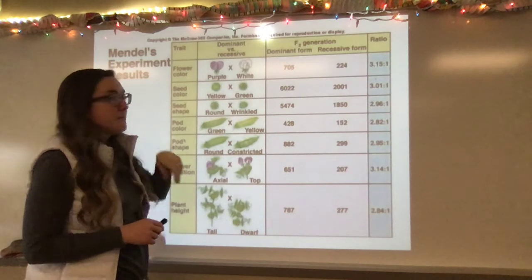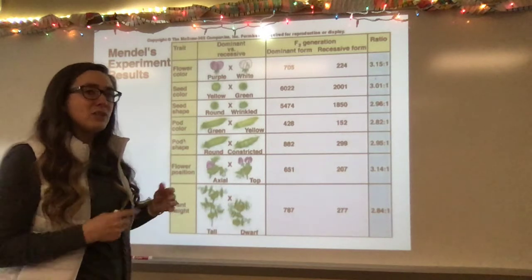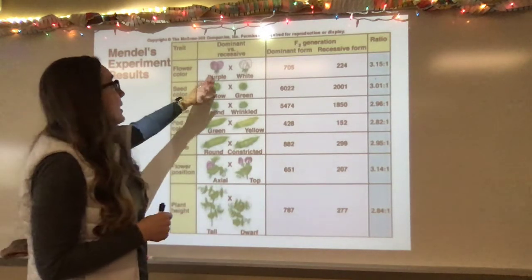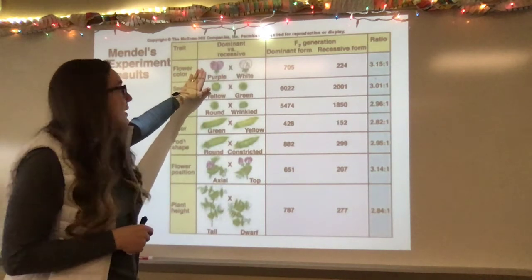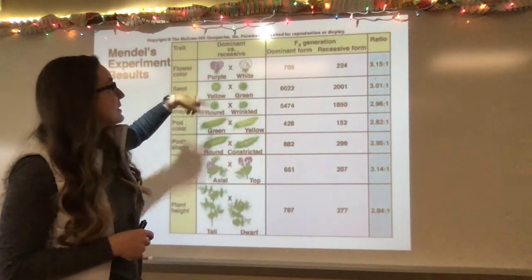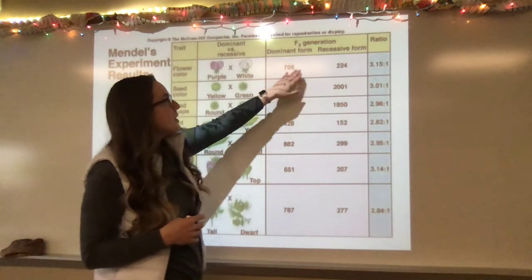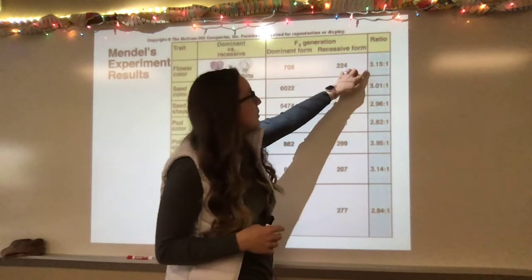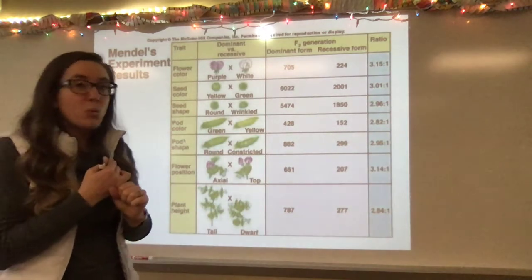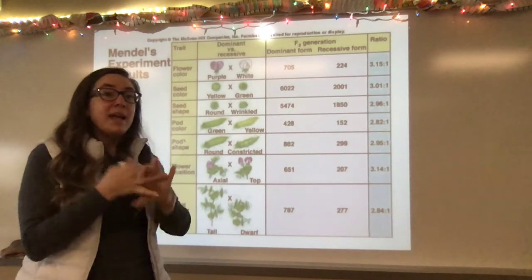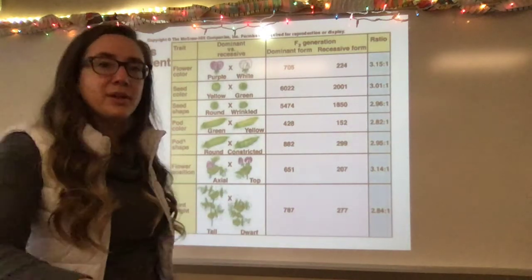and he crossed them together, in the F1 generation, or that first filial generation, he noticed something interesting. In this case, he noticed that all the F1s were only purple. He didn't have any white. But when he took one of the F1s and allowed that plant to self-pollinate, he ended up with ratios that were just about 3-to-1. So for all of his 7 different traits, in the first generation, one of those 2 traits from the parents disappeared, and in the second generation, he ended up with this approximately 3-to-1 ratio.